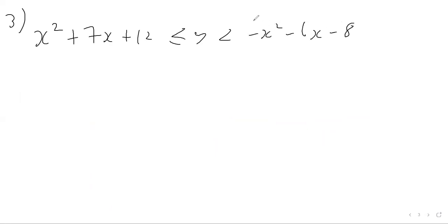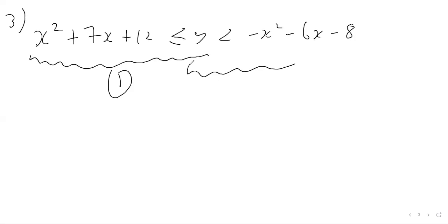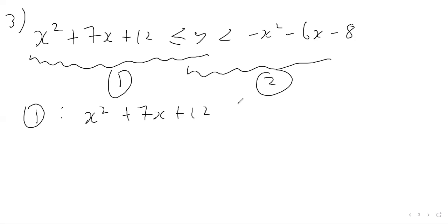So with a question like this, where you've got a double inequality, it's probably best to break it up into two different inequalities. So number 1, and number 2. If we start with condition number 1, x squared plus 7x plus 12 is less than or equal to y, we can factorize this left-hand side. So this is just (x plus 3)(x plus 4) is less than or equal to y.